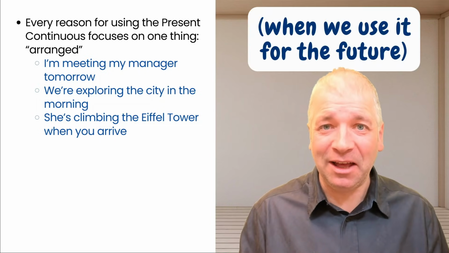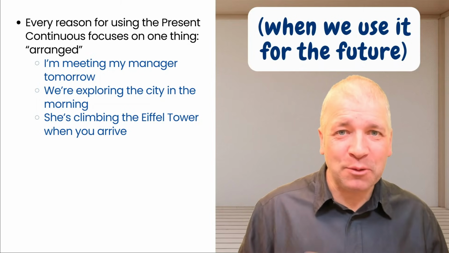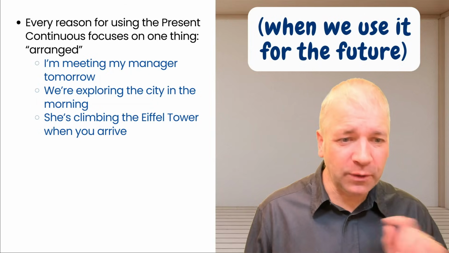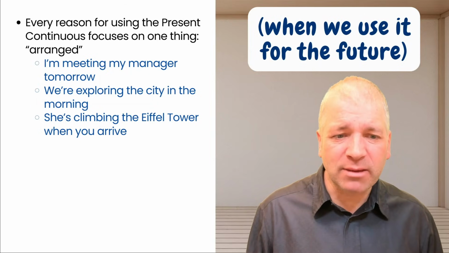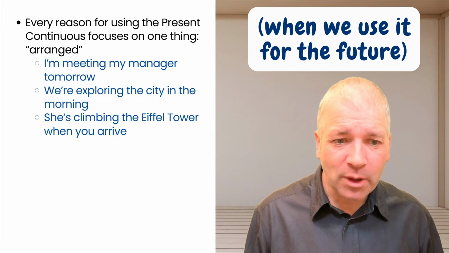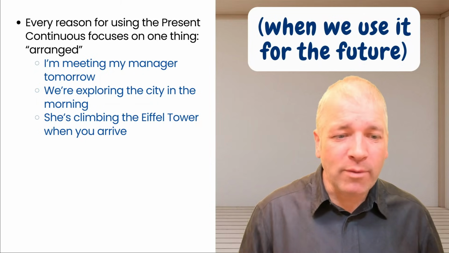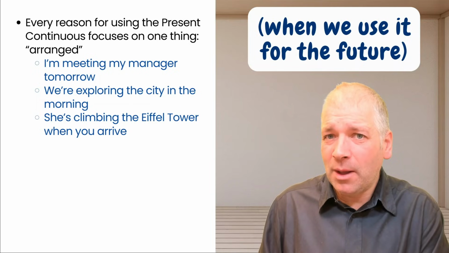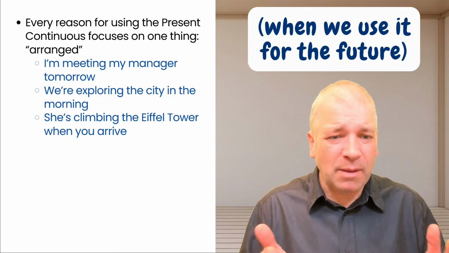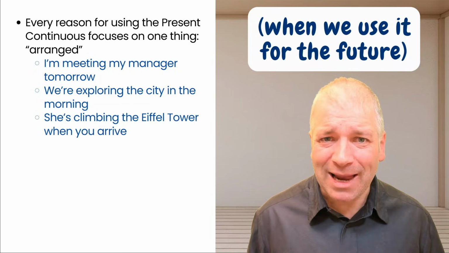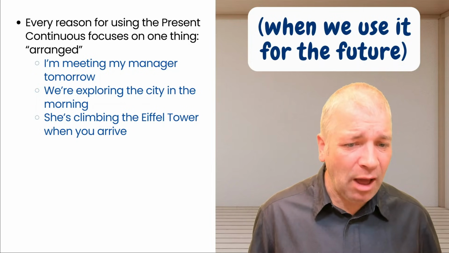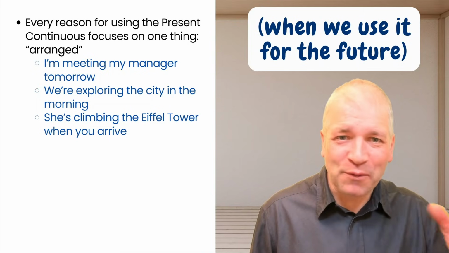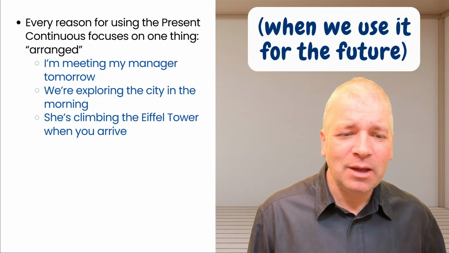So I've added it here. I'm talking about when we use the present continuous for the future, not other uses of present continuous. Look at the examples here. I'm meeting my manager tomorrow. I've arranged it. We're exploring the city in the morning. Well, you could say it's an intention, but it's still something arranged in someone's plans. And she's climbing the Eiffel Tower when you arrive, perhaps when you arrive at the bottom of the Eiffel Tower.